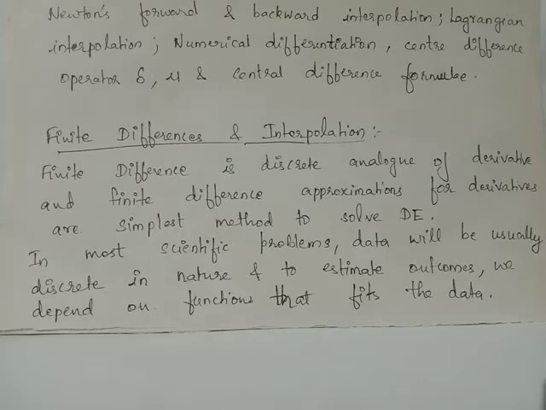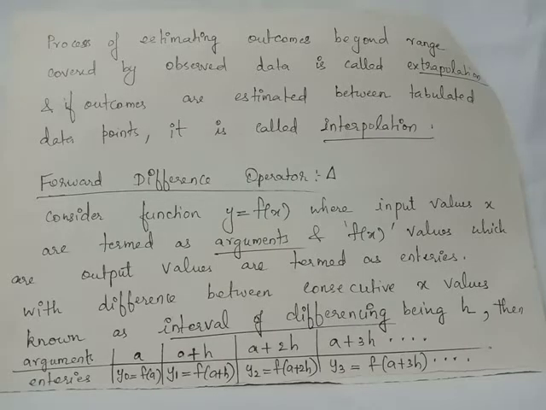Suppose you tabulate the observed data, recording the input values xi which lie within the range interval AB and correspondingly the output values, and you wish to estimate an output value for xi which lies within the observed range interval AB. That process is known as interpolation. When you estimate the output for input values beyond the range of observed data, that process is known as extrapolation. Let us discuss the working of the forward difference operator, which is notated using the symbol delta, or a small triangle.